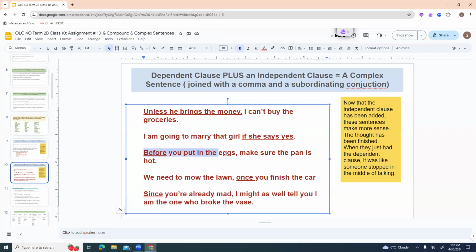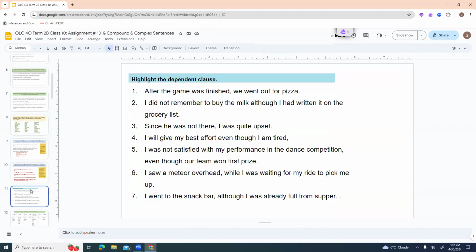Before you put in the eggs, make sure the pan is hot. So before you put in the eggs is your subordinate clause. We need to mow the lawn once you finish the car. Since you are already mad, I might as well tell you I am the one who broke the vase. Okay, so all of these sentences have two parts.